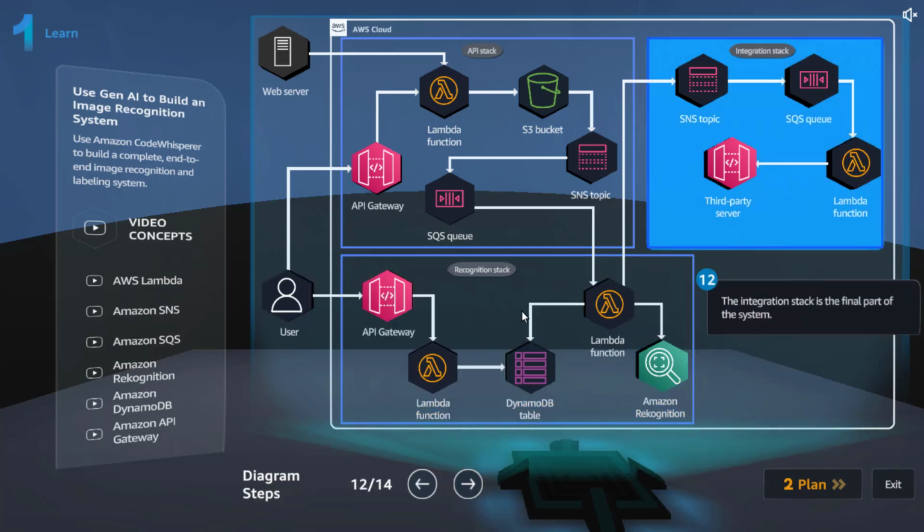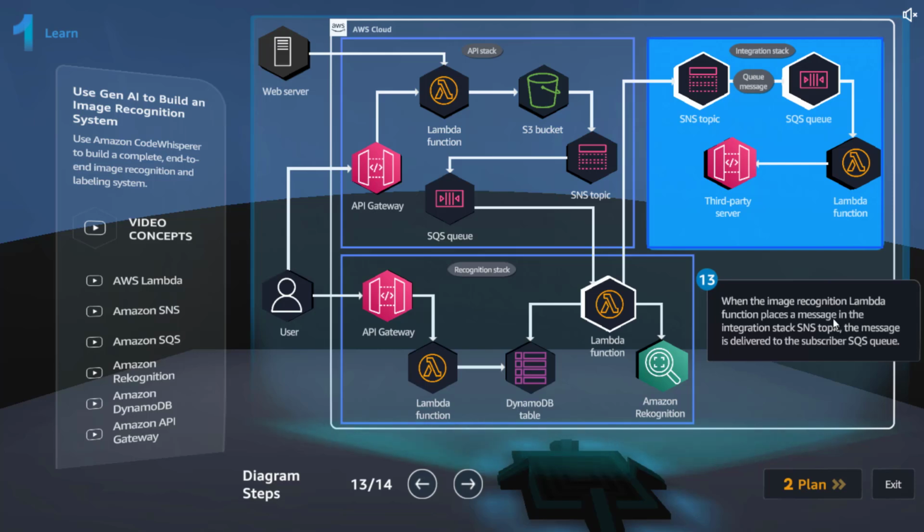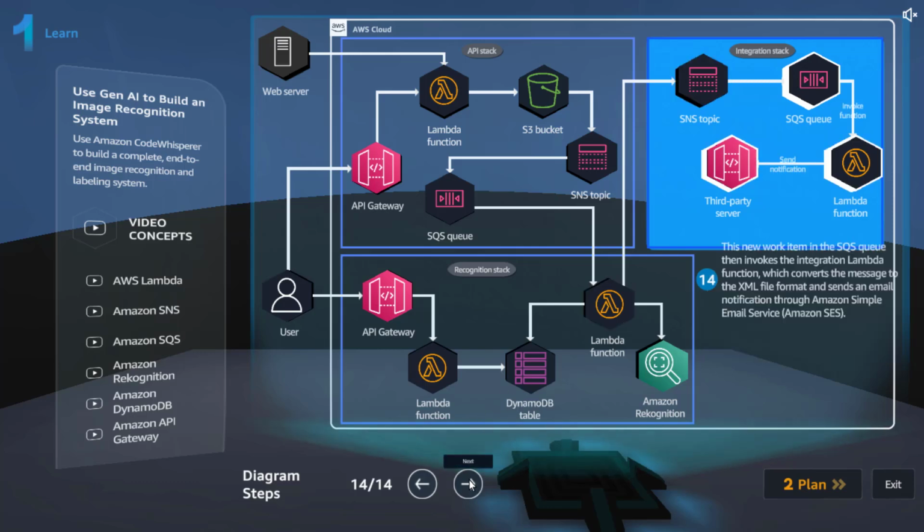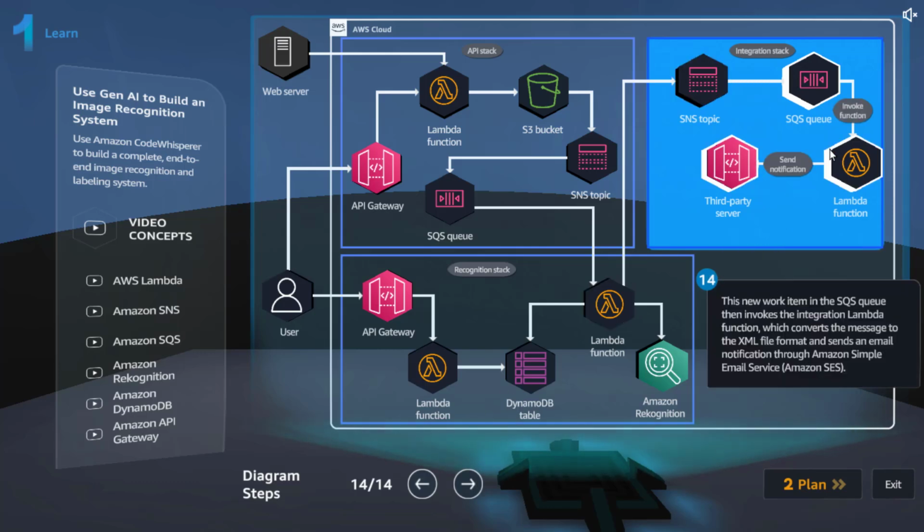The integration stack is the final part of the system. When the image recognition Lambda function places a message in the integration stack SNS topic, the message is delivered to the subscriber SQS queue. This new work item in the SQS queue then invokes the integration Lambda function, which converts the message to XML file format and sends an email notification through SES.